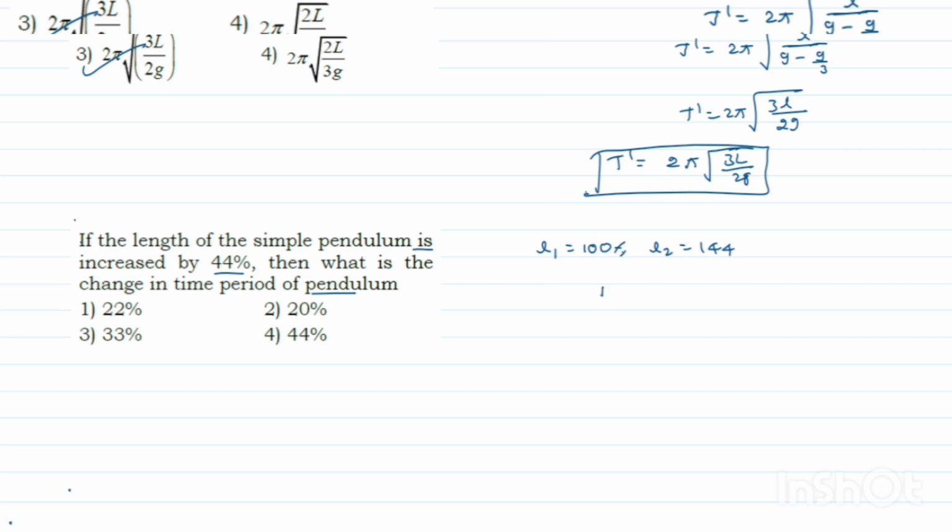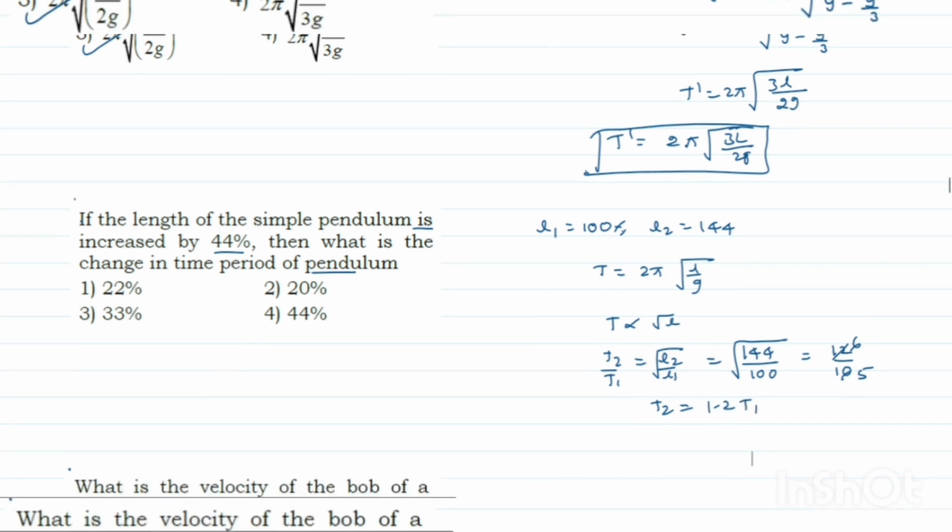So the time period of the pendulum formula is 2 pi into root over L by g. Then T is directly proportional to root L. Then you can take T2 by T1 equal to root of L2 by L1. Now L2 becomes 144 and the initial we are considering as 100, and I just take the square root on this side. So this is 12 by 10, then T2 is nothing but 6 by 5, which is 1.2 times T1.